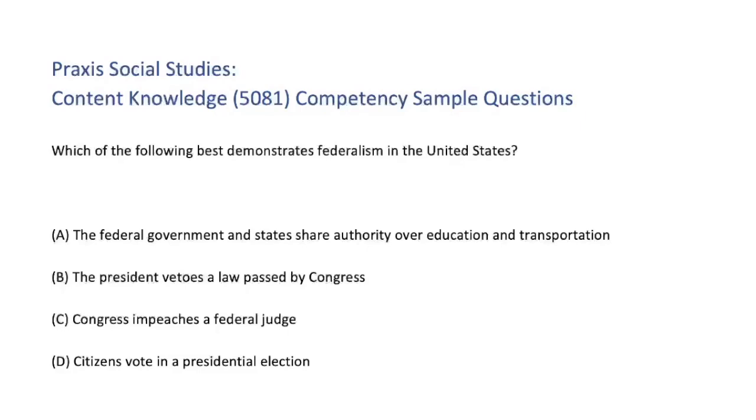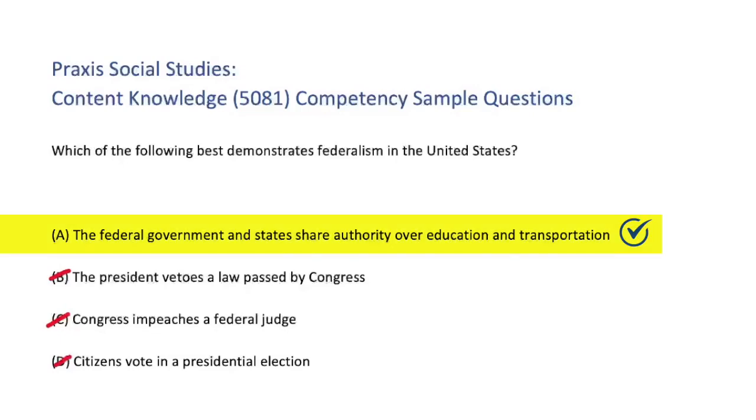With that in mind, let's go ahead and eliminate the incorrect options, starting with option B. The president vetoes a law passed by Congress. Presidential vetoes are reflective of checks and balances, so that would not be the best option. Next, we can eliminate option C. Congress impeaches a federal judge. Impeachment is also referring to checks and balances. Now let's get rid of option D. Citizens vote in a presidential election. Voting is a democratic principle, but this is not referring to federalism.